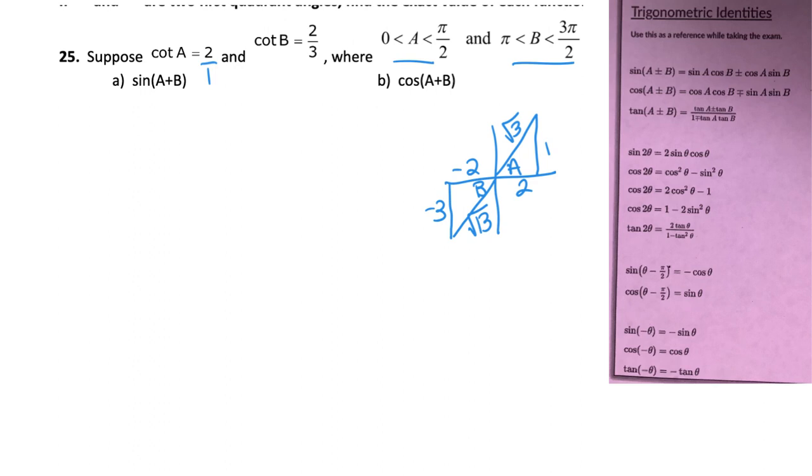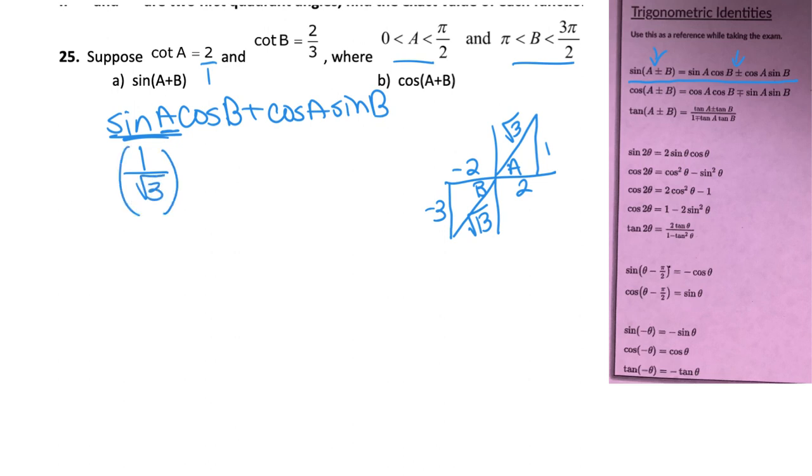So if I go to do sine A plus B, I'm going to do sine A cosine B plus cosine A sine B. You'll see that right here, since it's a plus sign, I take the plus sign here and the plus sign here. I'm going to replace A and B with, in this case, sine A, so I look at my triangle A, and sine A is going to equal 1 over square root of 3, and then I'm going to multiply that by cosine B. Well, cosine B is -2 over square root of 13.